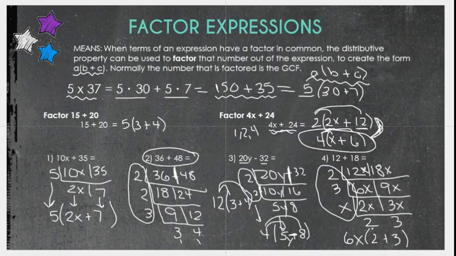And to check it, 6x times 2 is 12x. I did add the x's. And 6x times 3 is 18x. And that checks out.